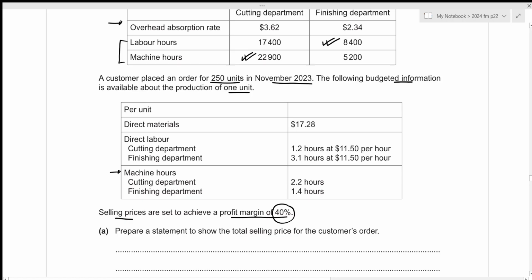Now we need to prepare a statement to show the total selling price for the customer's order. Remember that the total number of units is 250 units. So the first thing we can do is figure out the total cost per unit multiplied by 250 so that we get the cost of 250 units. Then use our profit margin of 40% in order to get the total selling price.